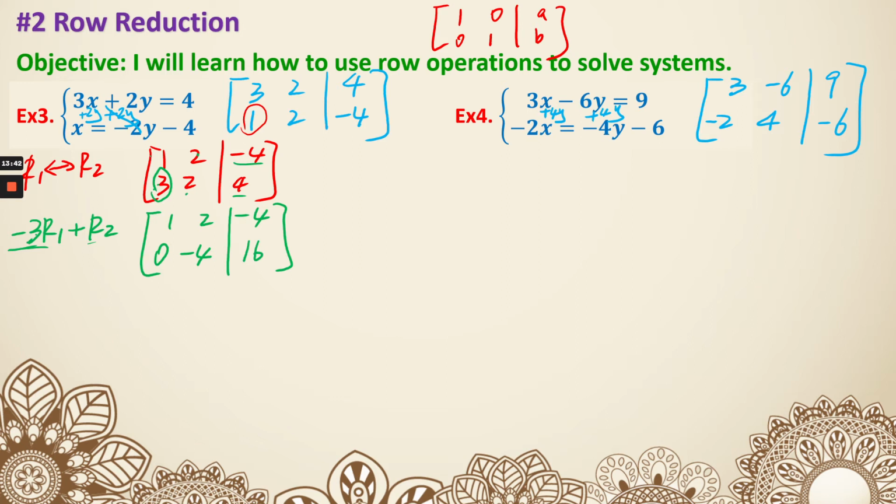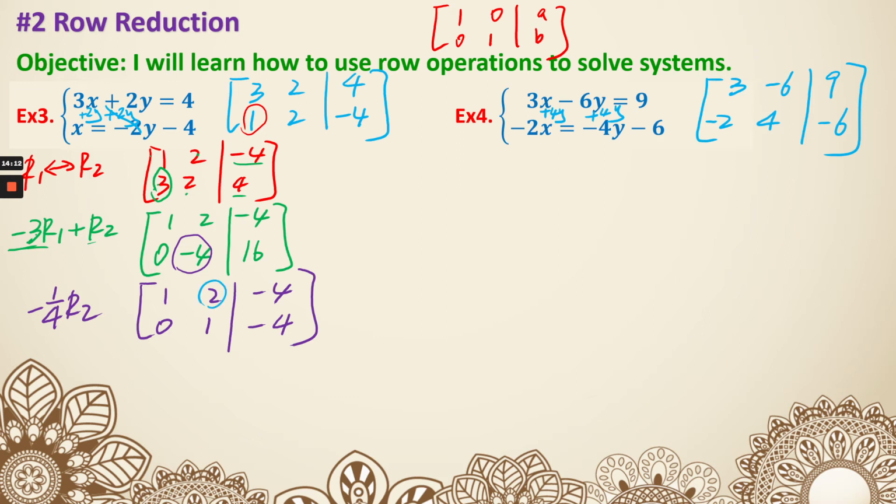Now it's kind of a similar situation. I may want to try to get this into a 1, so I just need to multiply by the reciprocal, -1/4. First row stays the same, and second row just multiply everything by -1/4. That's a 1. 16 times -1/4 is going to be a -4. So next, I am going to try to get that 0 that I need.